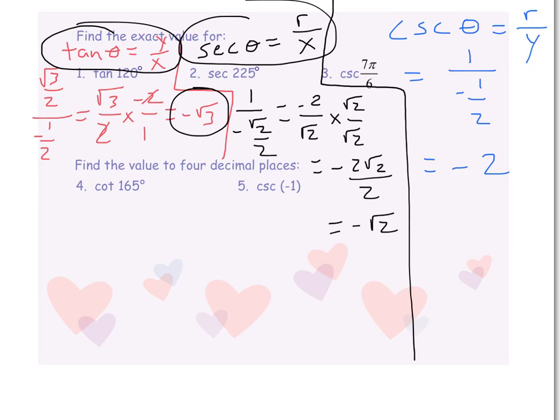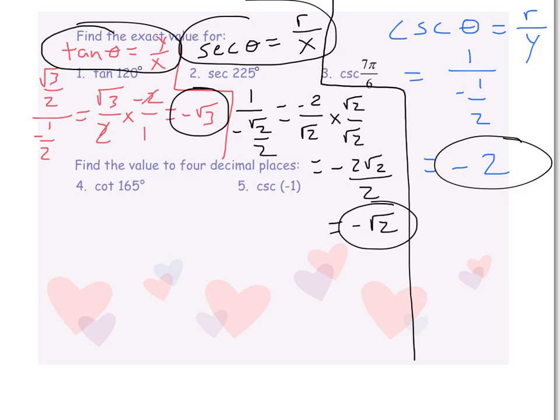Negative square root 3 is the tangent of 120 degrees. Negative square root 2 is the secant value of 225. Negative 2 is the cosecant value of 7 pi over 6. All based on the unit circle, but we do have a little bit of extra simplifying to do.